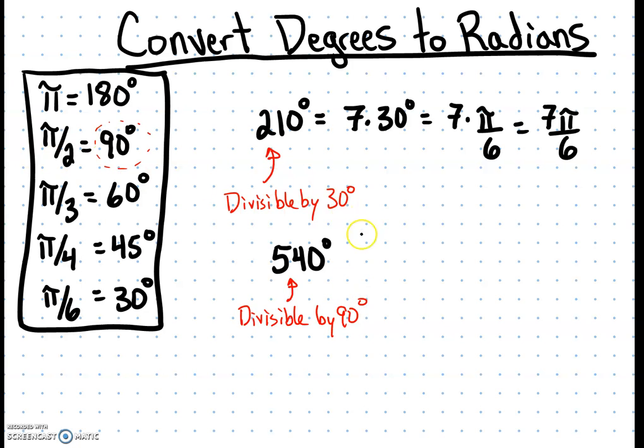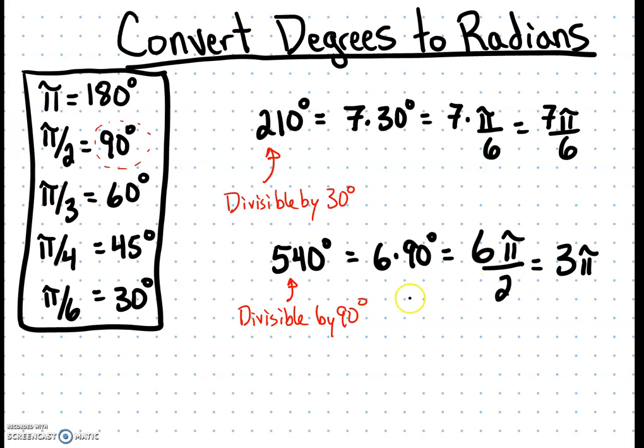So I can rewrite this 540 as, well, what is that? It's going to be 6 times 90 degrees, isn't it? 6 times 9 is 54. Add the 0, that's your 540. And when I convert this to radians, that 90 is pi over 2. 90 degrees is pi over 2 radians. So I can rewrite this as 6 pi over 2. 6 divided by 2 is just 3, and I can rewrite it as 3 pi.